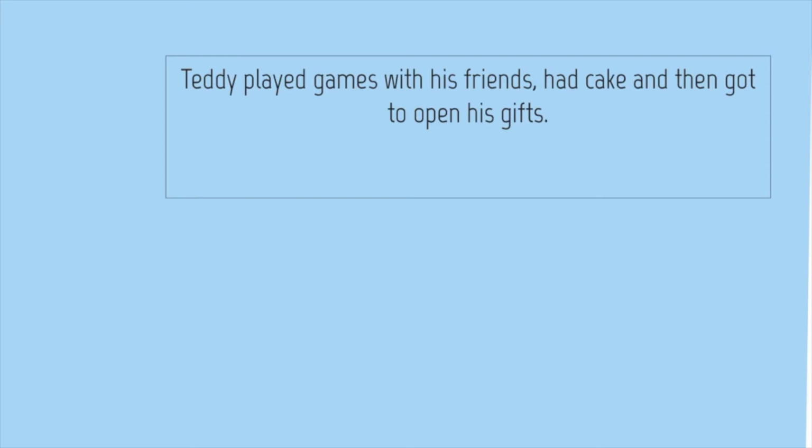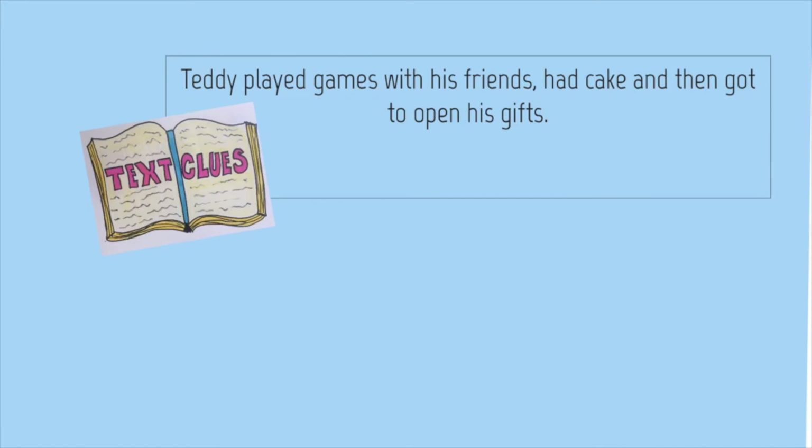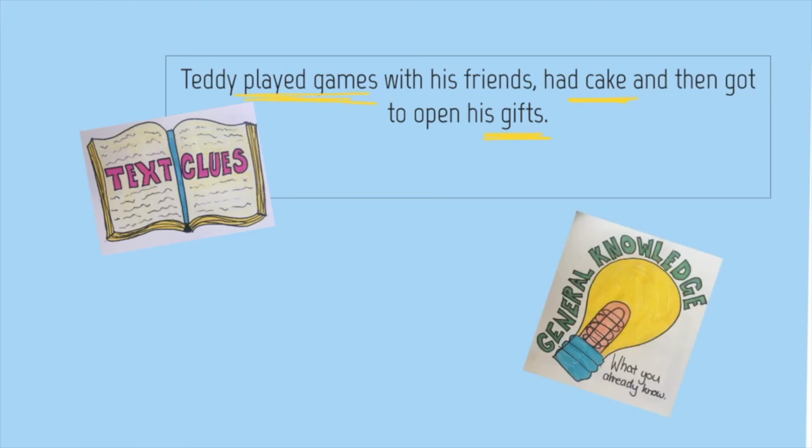Now we're going to do it with another sentence. This sentence is, Teddy played games with his friends, had cake, and then got to open his gifts. The first thing we're looking at is our text clues. With our text clues, I'm going to underline played games, had cake, and gifts. Those are the key words. So I'm going to use my general knowledge now.